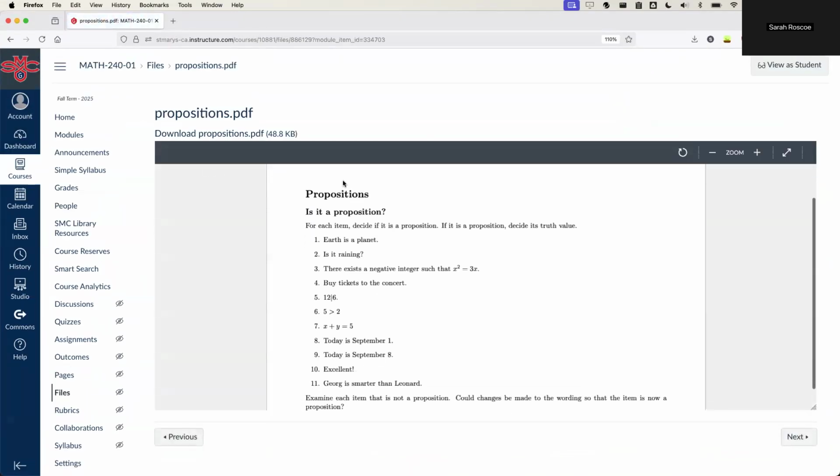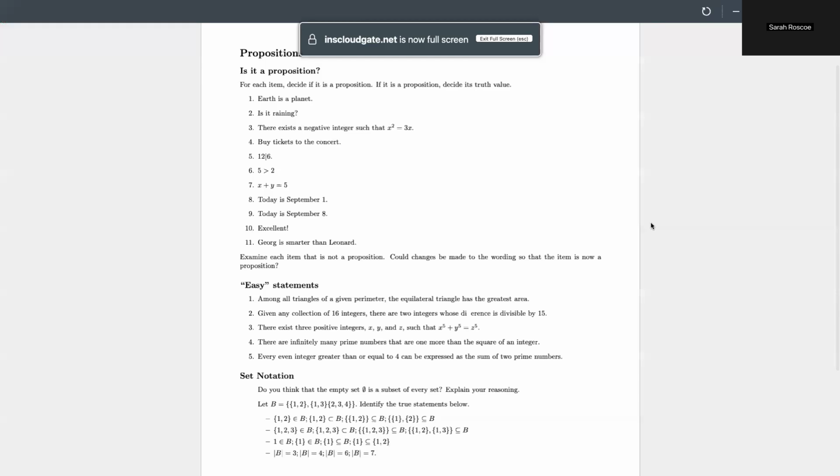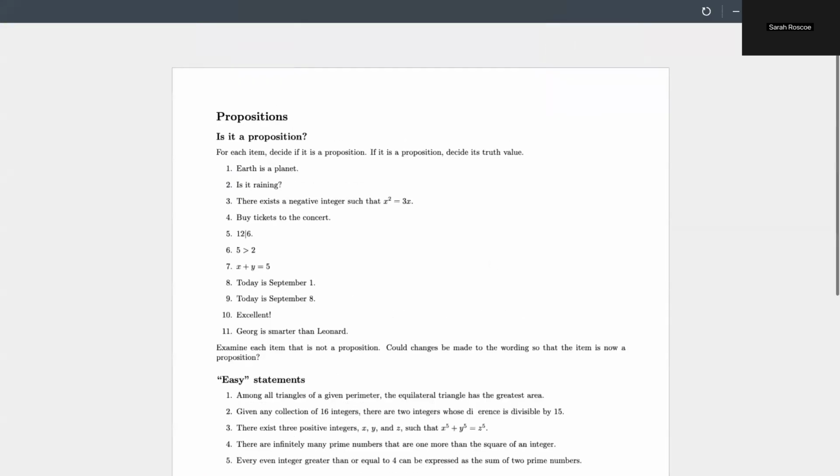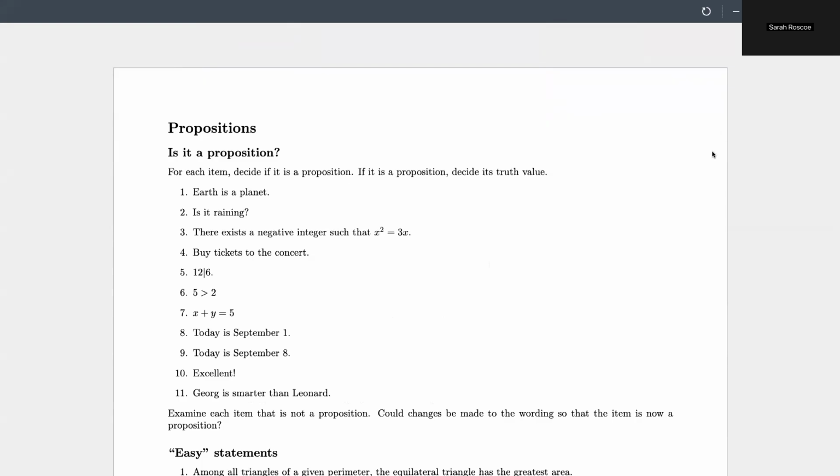Okay. So this is the propositions document. And so let's just look at the first part of that. And so talk with your neighbor. For each item, I want to know, is it a proposition? Yes or no? And if it is a proposition, decide its truth value. Is it true or false? And then once you get through all of those, look at the ones that aren't a proposition and see what changes you could make to make it a proposition. Maybe there's no changes, but for some of them, there are a few. Okay, go for it. Talk with your neighbor.